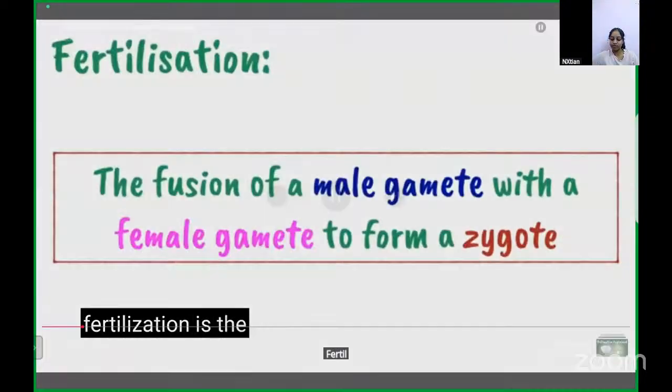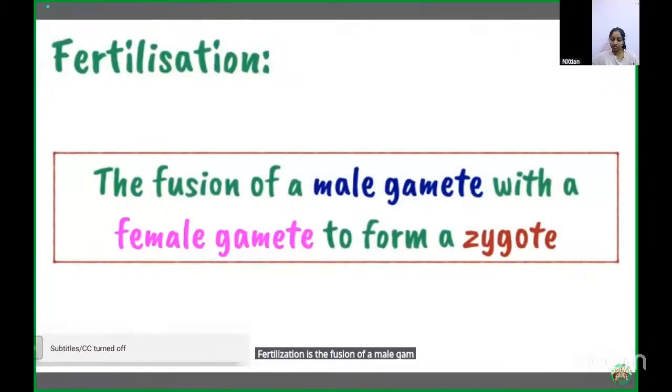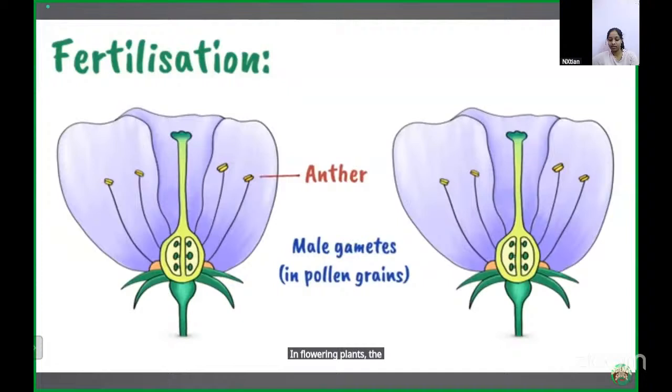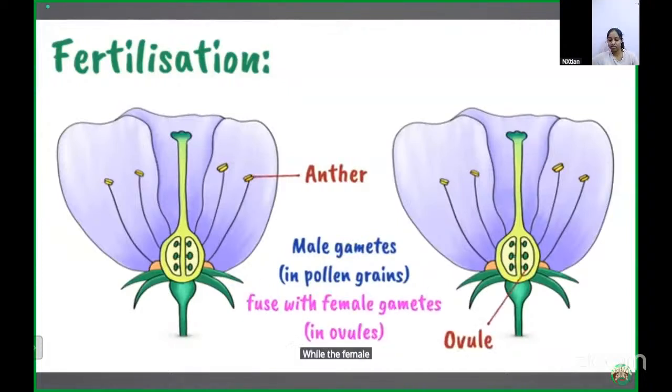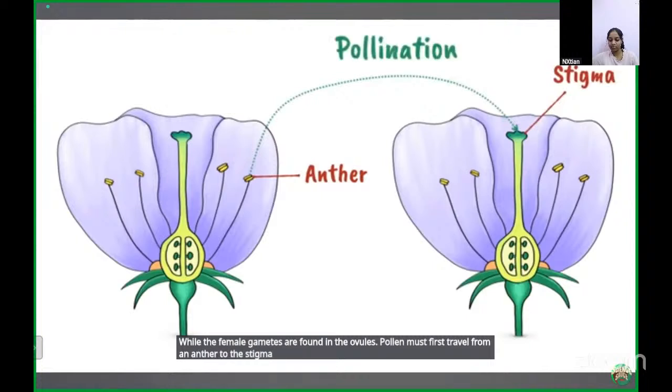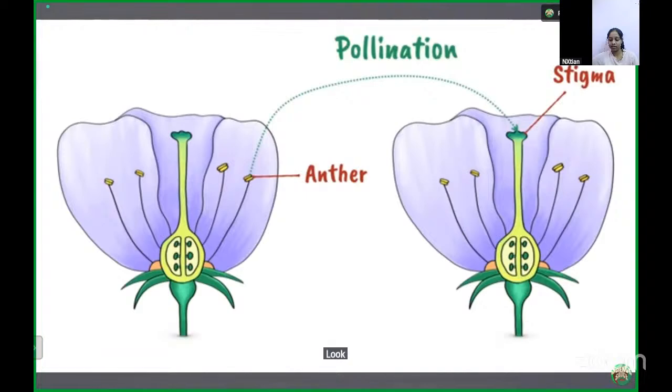Fertilization is the fusion of a male gamete with a female gamete to form a zygote. In flowering plants, the male gametes are found in pollen grains, produced in the anthers, while the female gametes are found in the ovules. Pollen must first travel from an anther to the stigma in a process called pollination. There's more detail on pollination in a separate video. Look for a link in the description.